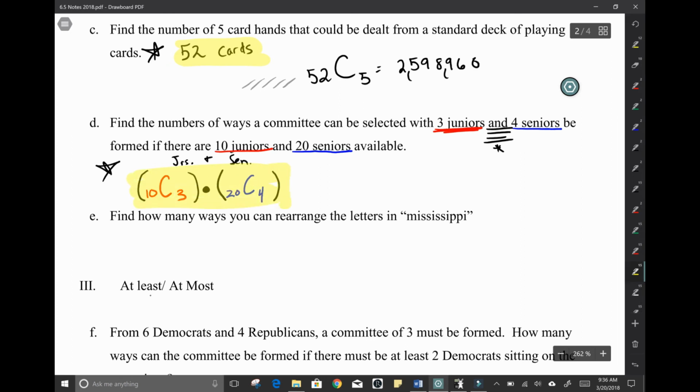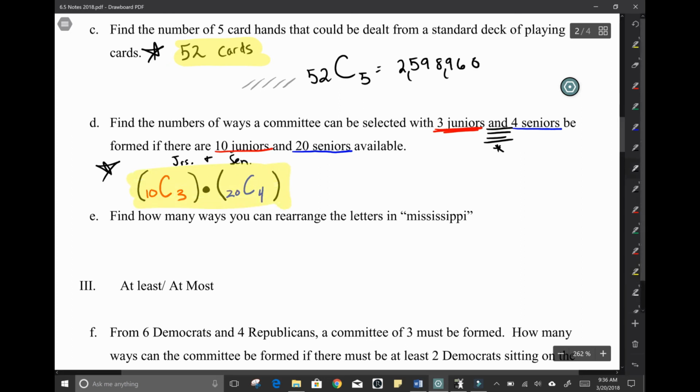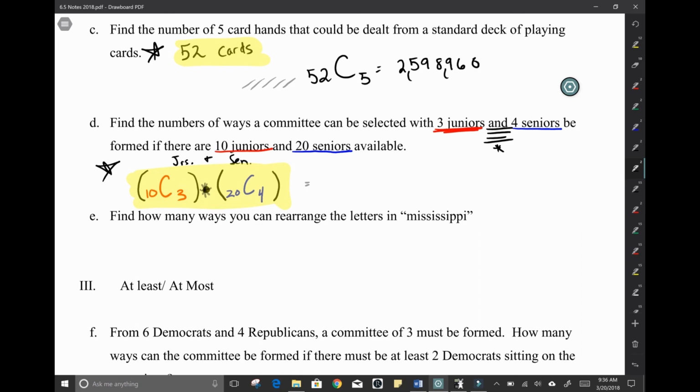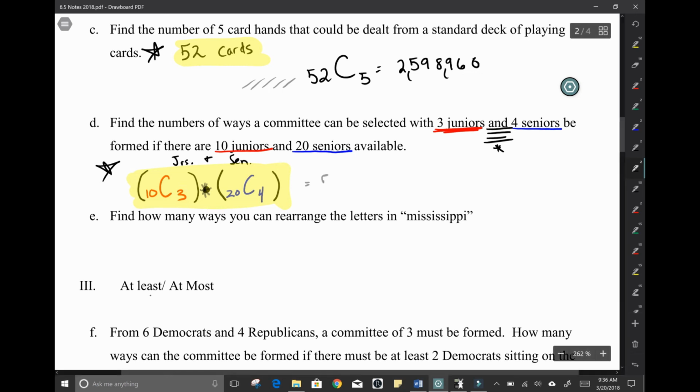Again, if you're making a committee and there's 2 different things, you need to multiply. Okay, do not add. So I'll use my other calculator here. 10 math NCR 3 times 20 math NCR 4. There are 581,400 different ways that could be made.